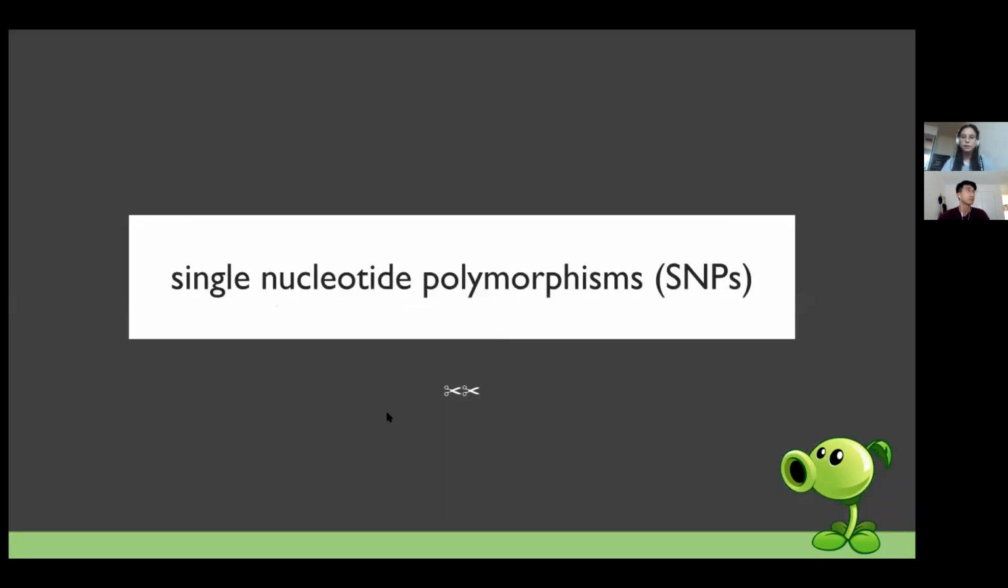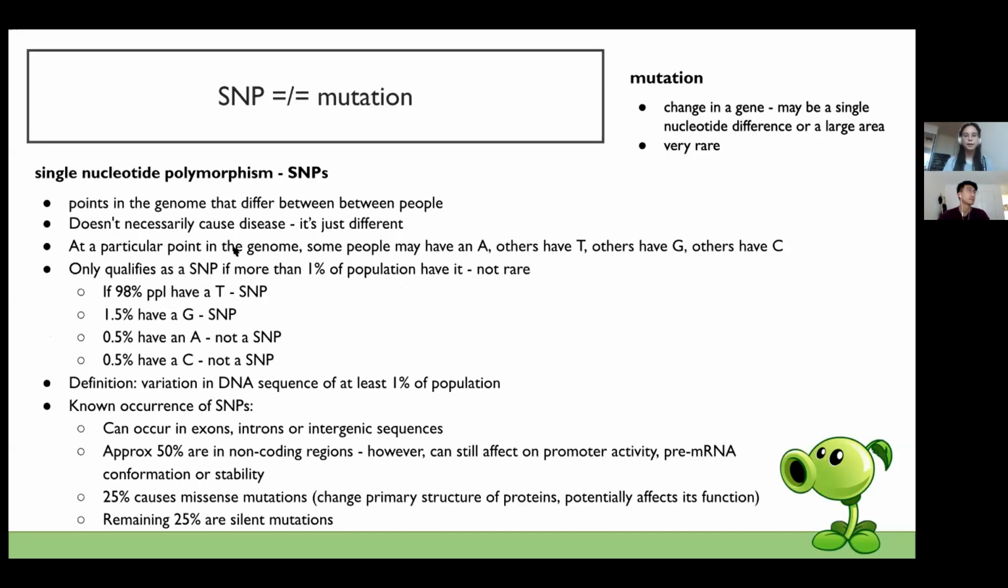We're gonna go to SNPs real quick because there's not much in it. So what is a SNP? A SNP is not a mutation. A SNP is only a differing point in a genome. So at a certain point in the genome, some people might have an A, some might have a T, some might have a G, some might have a C. But it is not necessarily causing a disease. It's just different between different people.